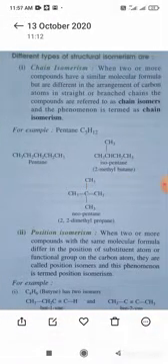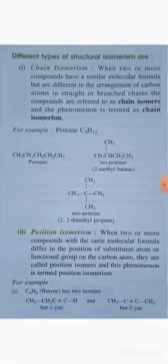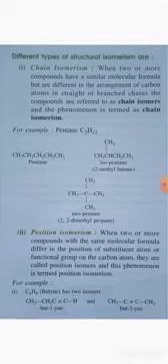Then different types of structural isomerism are chain isomerism and position isomerism. That only we'll do in this class. So chain isomerism: when two or more compounds have a similar molecular formula but are different in the arrangement of carbon atoms in straight chain or branch chains, the compounds are referred to as chain isomers, and the phenomenon is termed as chain isomerism. So what is chain isomerism?